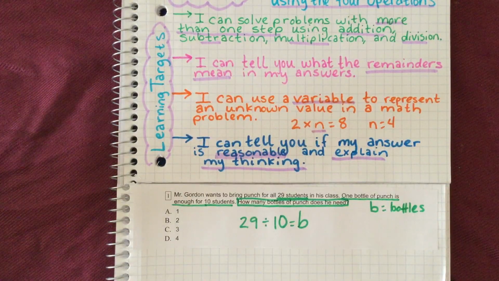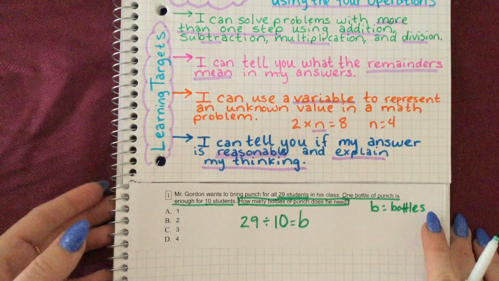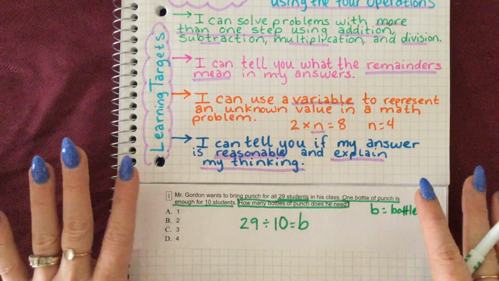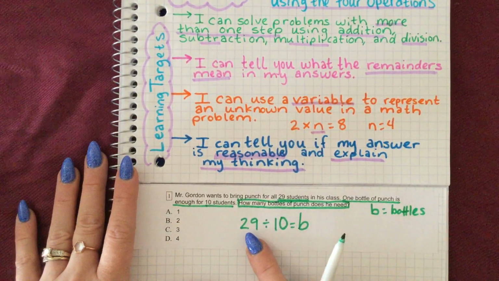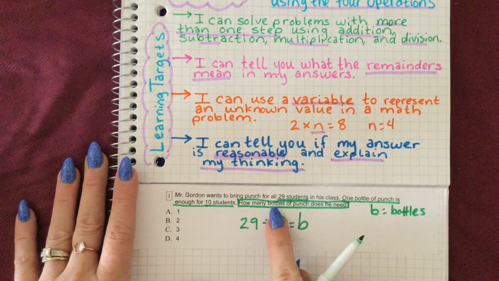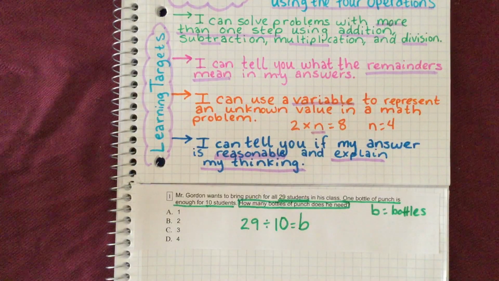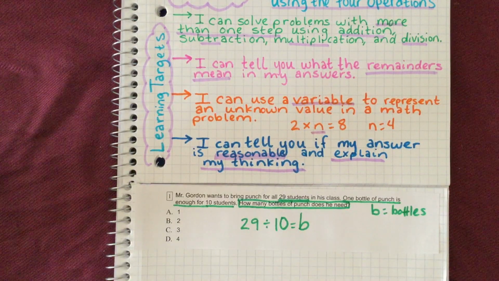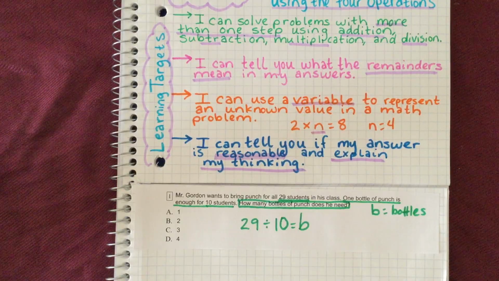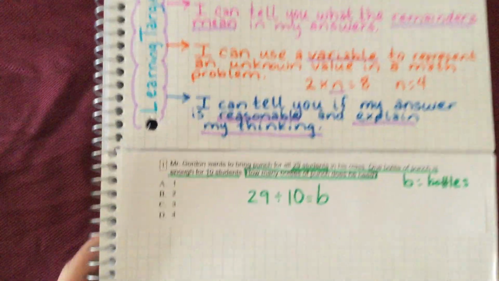So what I want you to do before you even solve, I want you to think about what you know about numbers and how numbers work together to see how we could figure out how to solve that so that we can answer this question, how many bottles of punch does he need? So pause the video for a second, talk about it. All right, and we're back.